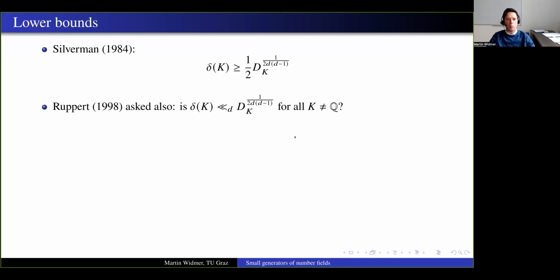And this is asking too much. So this question has been completely solved. The answer is no, that's not true unless d equals 2. And it comes from work of Vaaler, myself, Dubickas, and Patil.